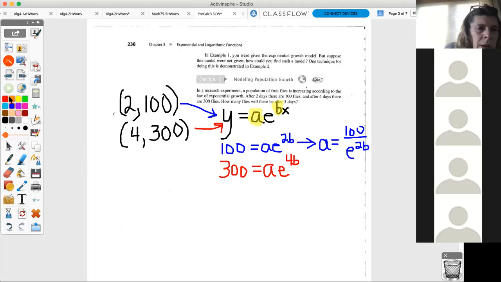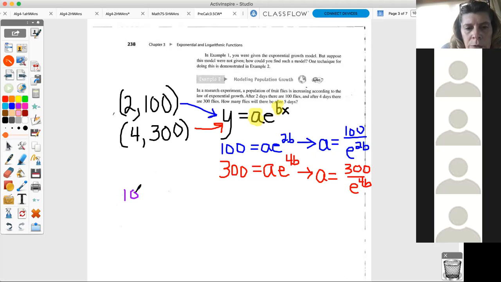Yeah. Okay. The other one we're going to do the same thing with. So this time we have a is equal to 300 over e to the 4b. Because they're both equal to a, I can set them equal to each other. So I have 100 over e to the 2b equals 300 over e to the 4b.